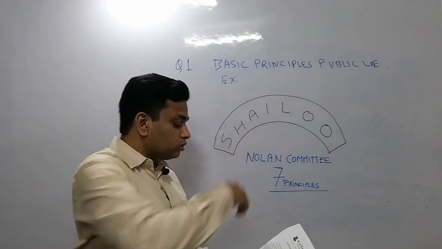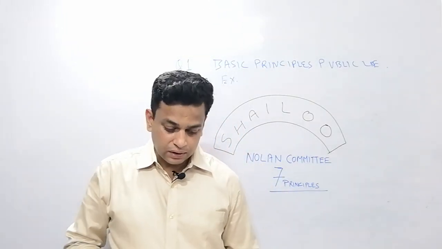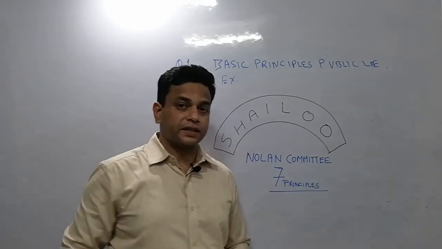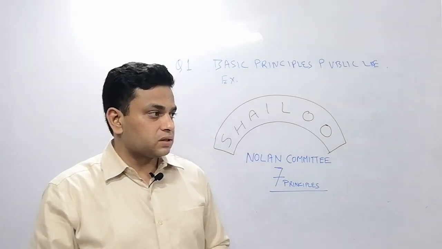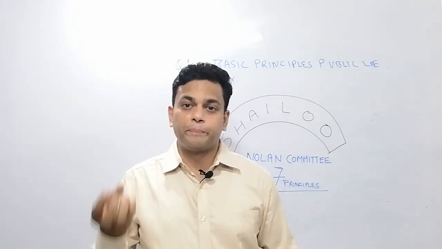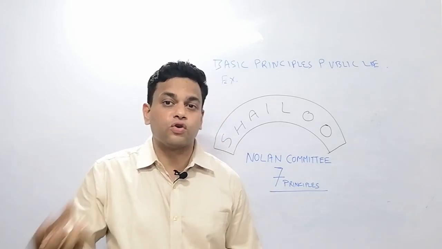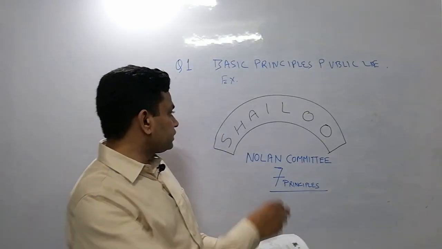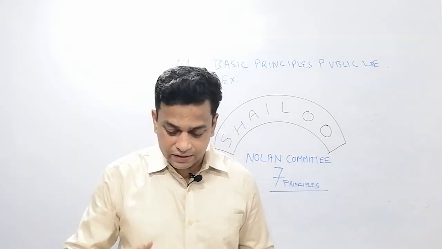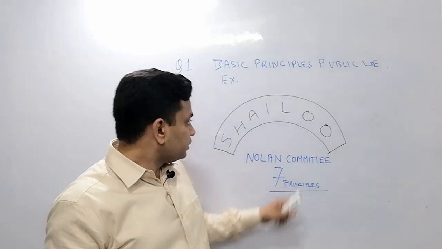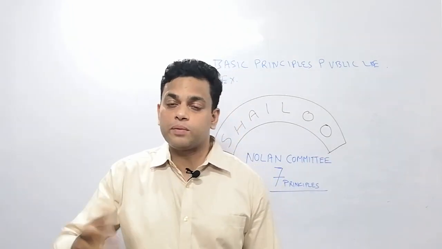Then comes accountability. That means the person is accountable for his or her actions, right? Then comes integrity, that is he is adhering to the basic principles of the organization, or the basic morals or basic ethics, or you can say he is following the code of conduct, right? Then comes leadership. The person is able to take the leadership and lead the organization, right?